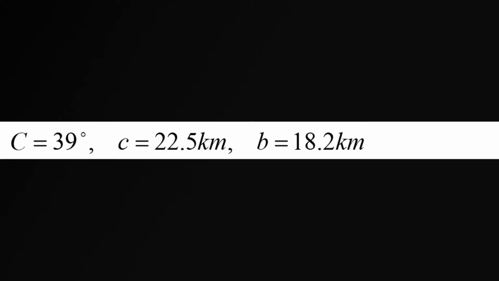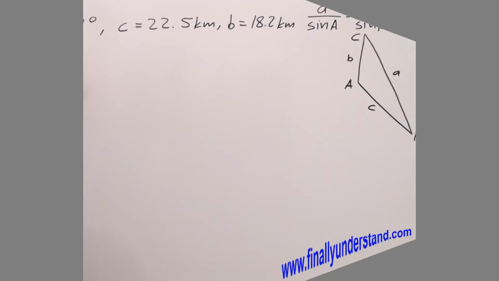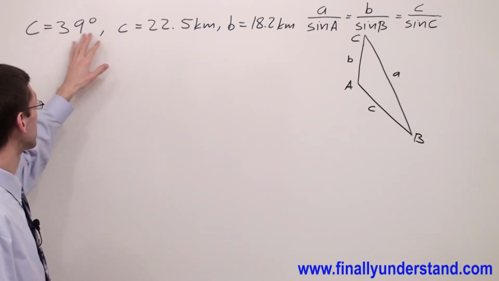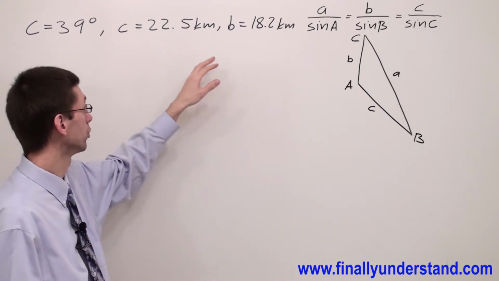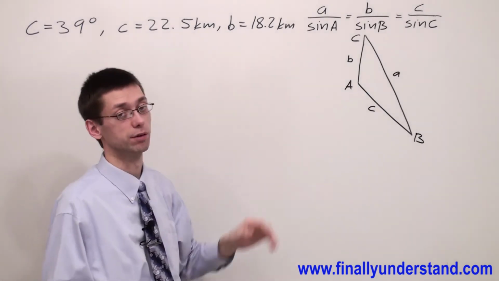Let's take a look at this example. Again, we have a given angle, we have the opposite side to the angle also given, and we have the adjacent side to the given angle.